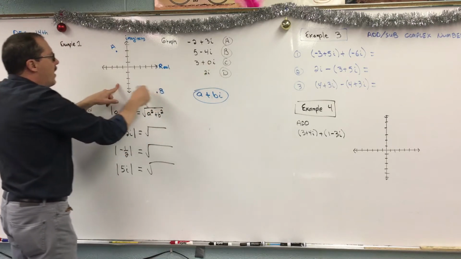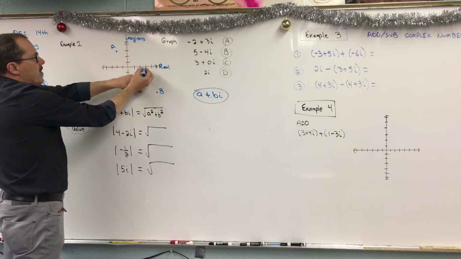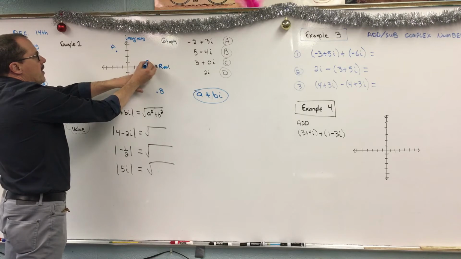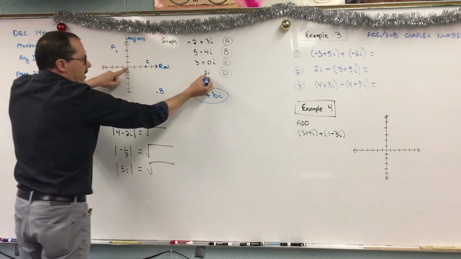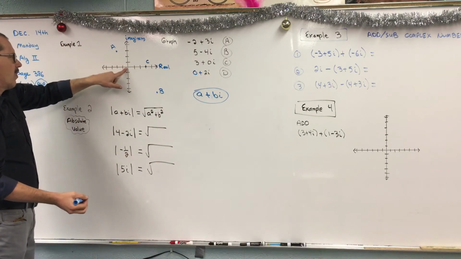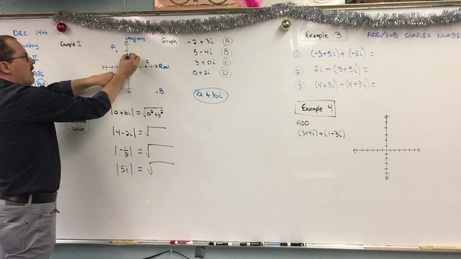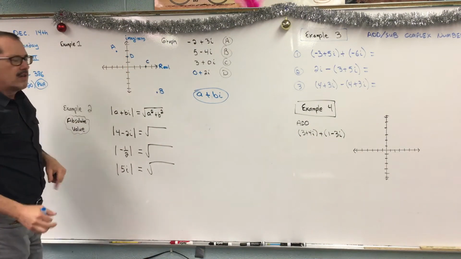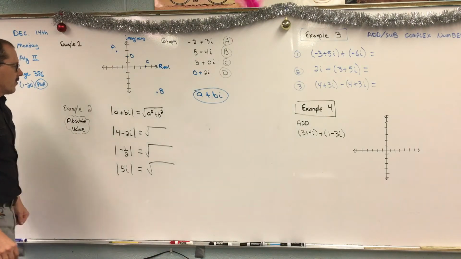3 plus 0i, that means I'd go to 3. 0i means you wouldn't go up or down, you just stay right there, and so right there would be letter C. And for 2i, they're not going to write it, but there really is a 0 there. So you start at 0, and you add 2i, which would be right on the imaginary axis, and that would be where your letter D is. So I think that's pretty simple. It's just weird because we've never done anything like that before.